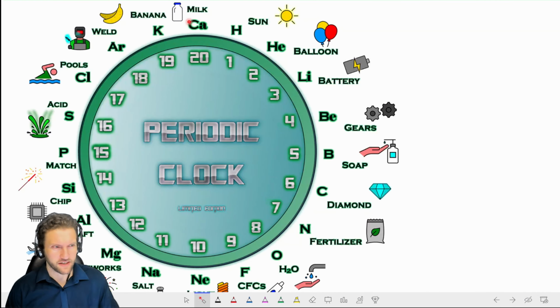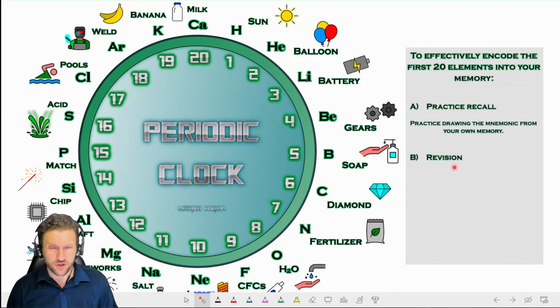The first one is practice recall. You already know this. Practice makes perfect. If you're not going to practice this, you will forget it. Very important. The next one is revision.